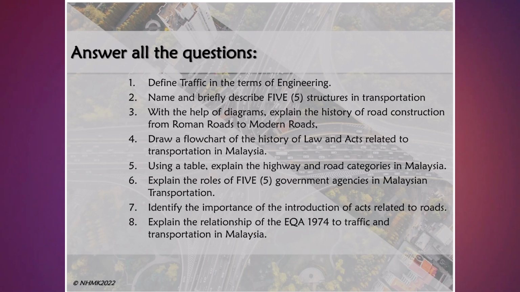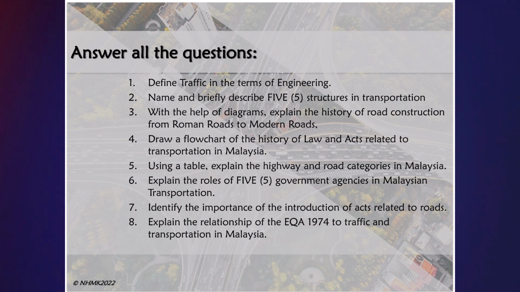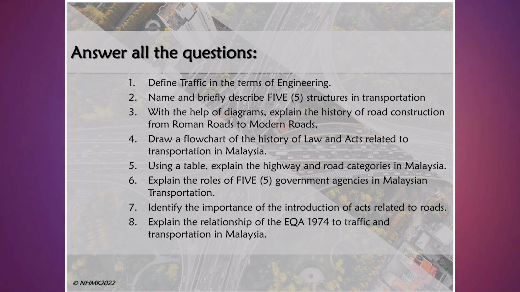Okay, so now why don't you all try and answer all these questions. First, define traffic in terms of engineering. 2, name and briefly describe 5 structures in transportation. 3, with the help of diagrams, try and explain the history of road construction from Roman roads to modern roads. 4, draw a flowchart of the history of law and acts related to transportation in Malaysia. And 5, using a table, explain the highway and road categories in Malaysia.